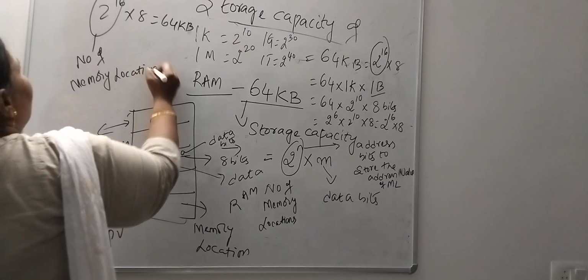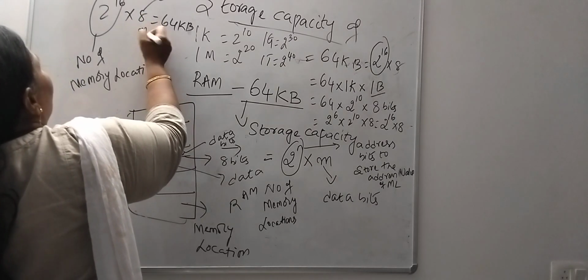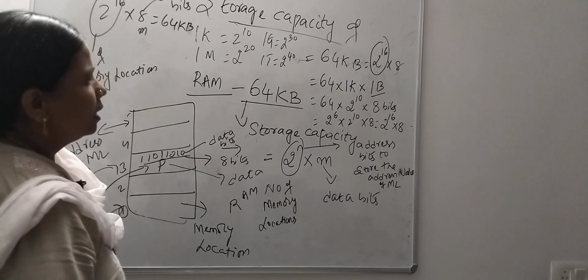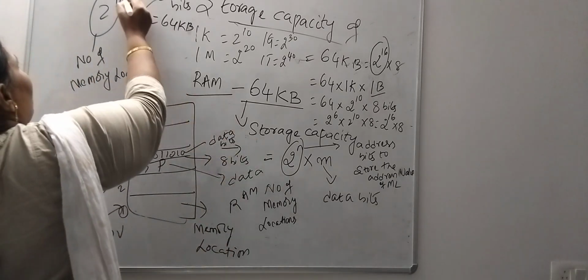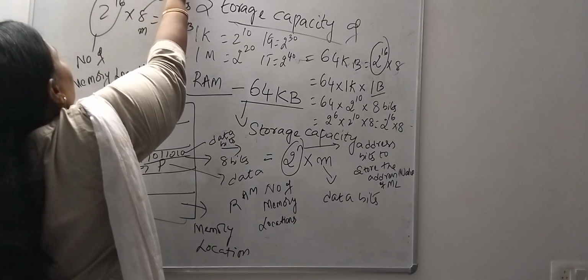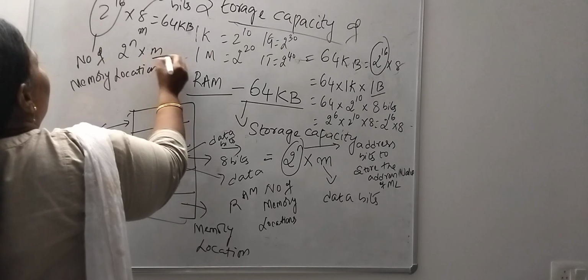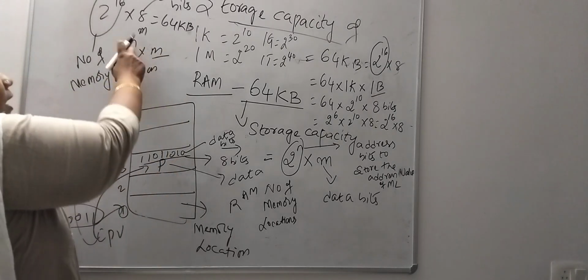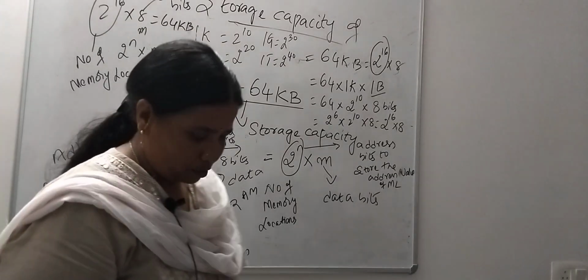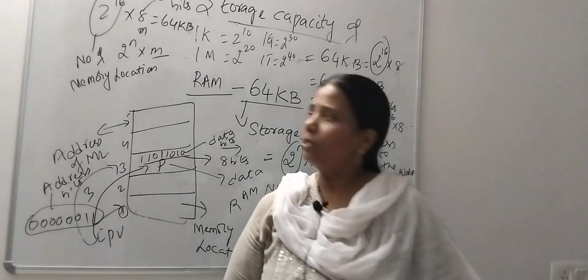And how many data bits does it have? 8. This is 2 power n into m. This is the m value. As I said, m represents data bits, as I told you previously. And n represents address bits. So you express it as 2 power n into m. M represents data bits, n represents address bits, and 2 power n represents your memory locations. In this way we find the storage capacity of the memory.